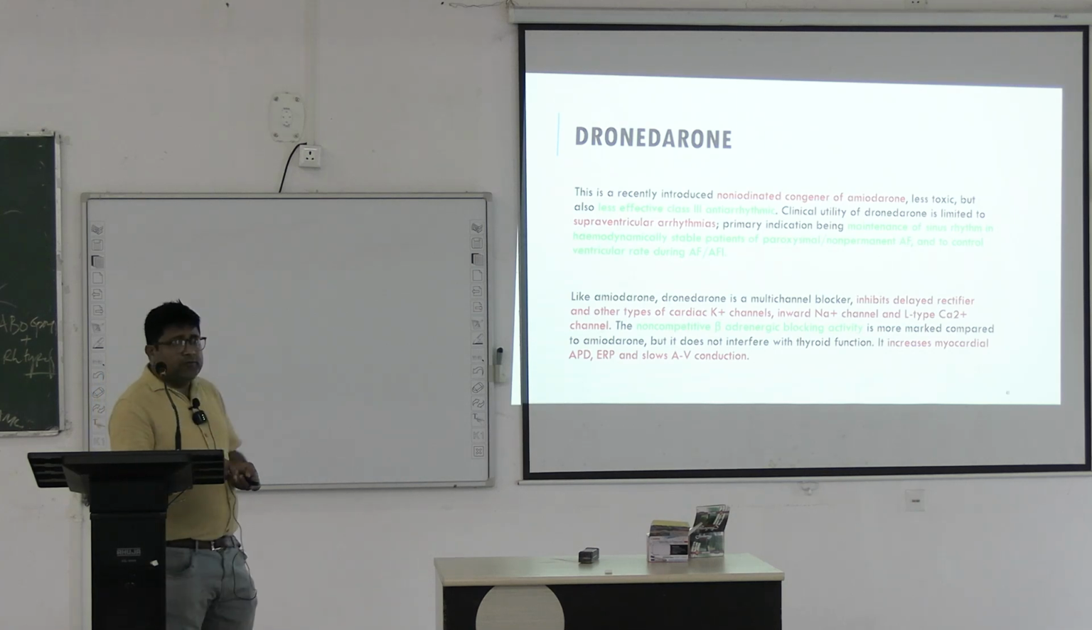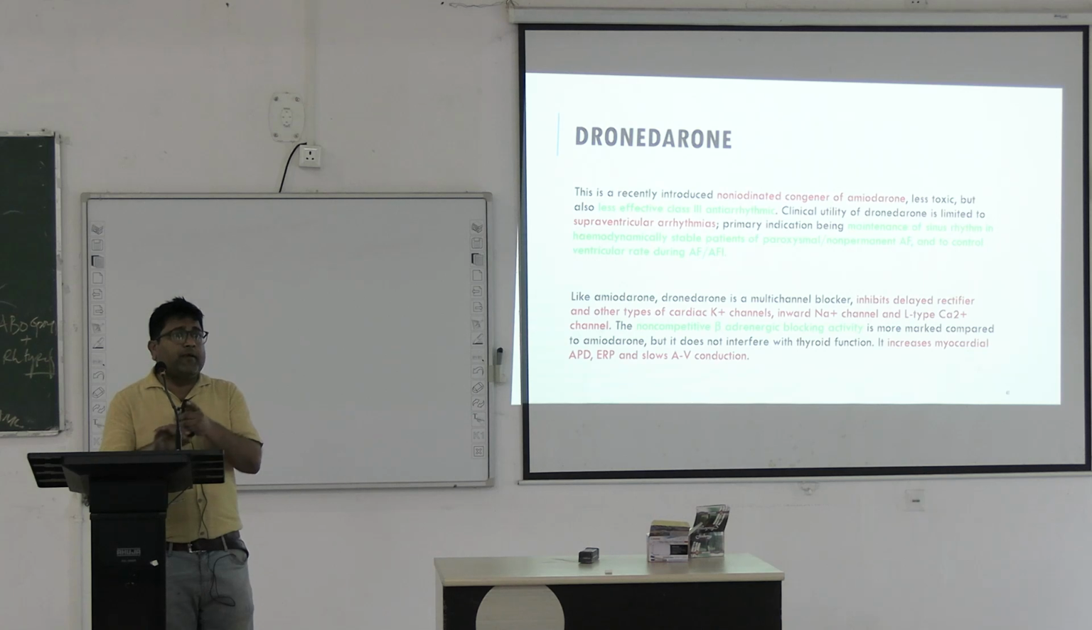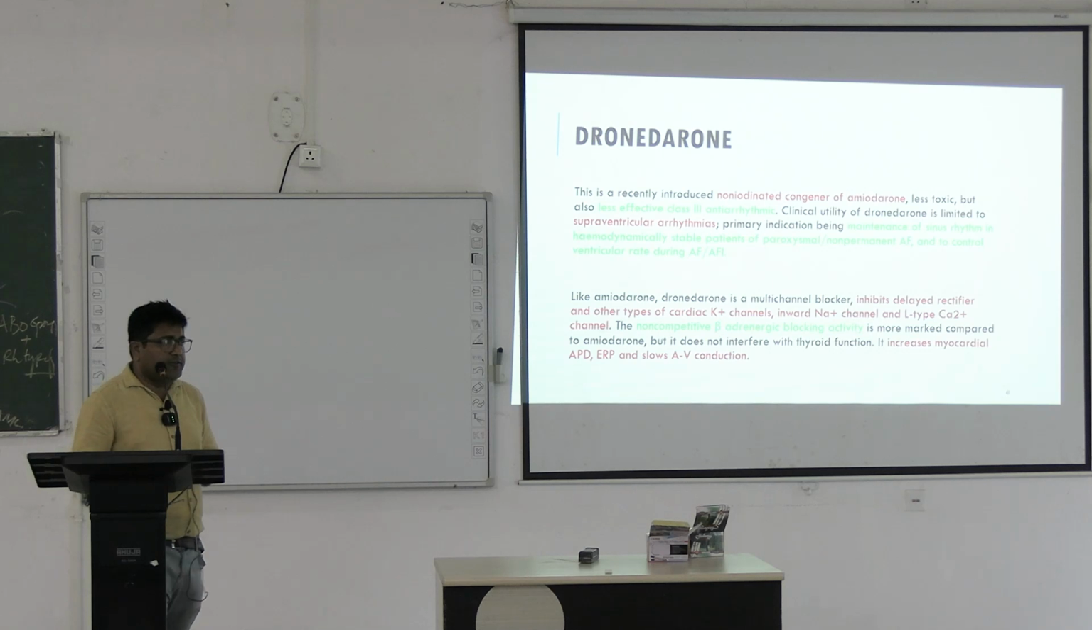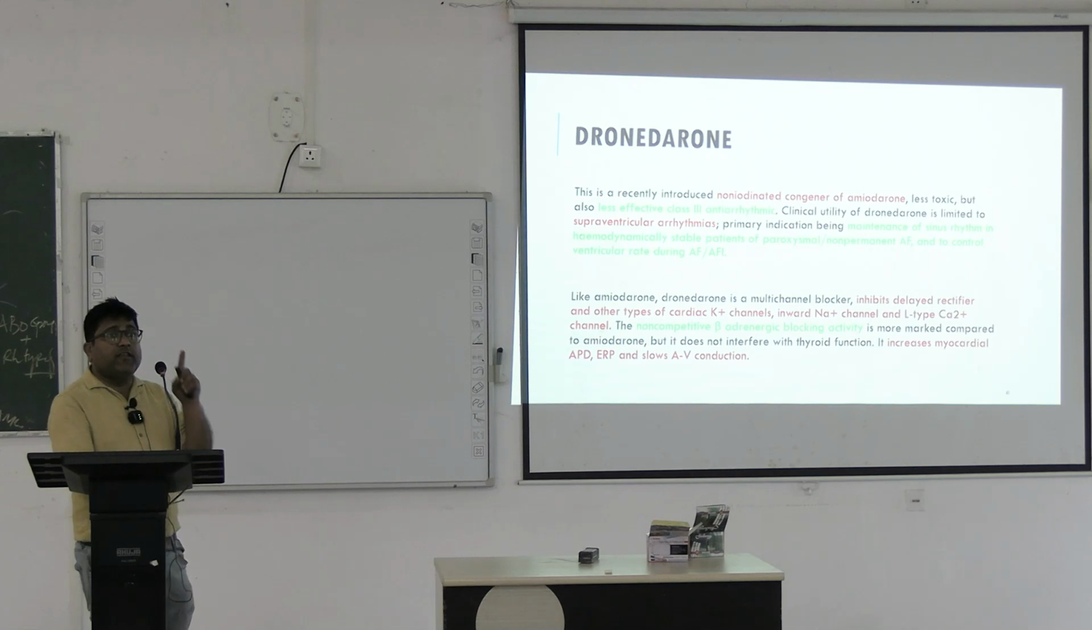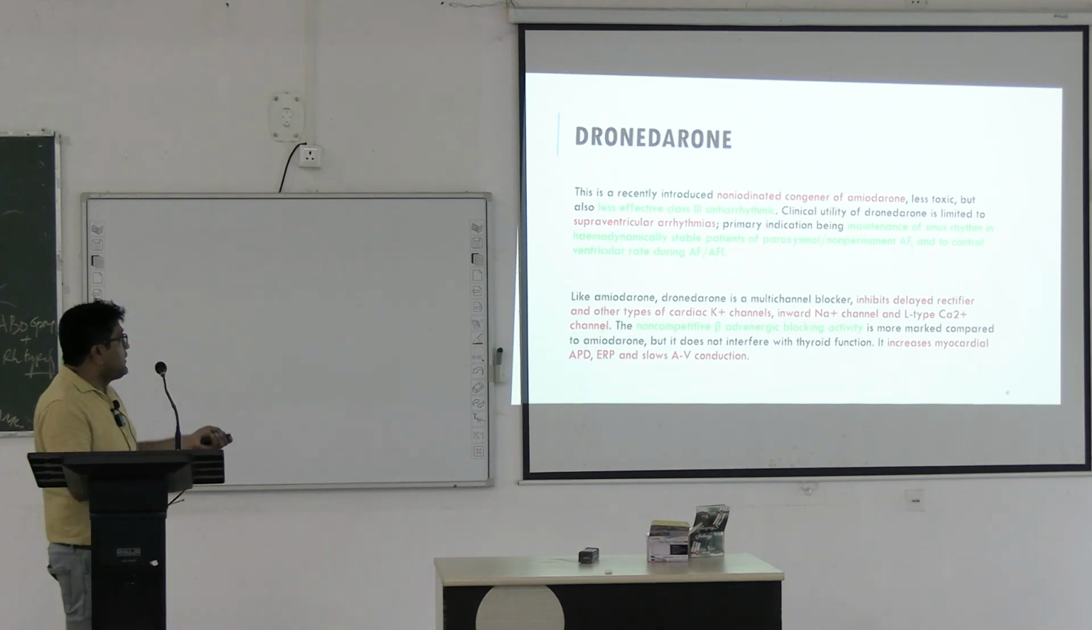Coming to dronedarone, it is a class 3 antiarrhythmic, but it is not iodine containing. As it is not iodine containing, it does not alter the thyroid function. So it's a non-iodinated congener of amiodarone. It's a less effective class 3 antiarrhythmic compared to amiodarone.